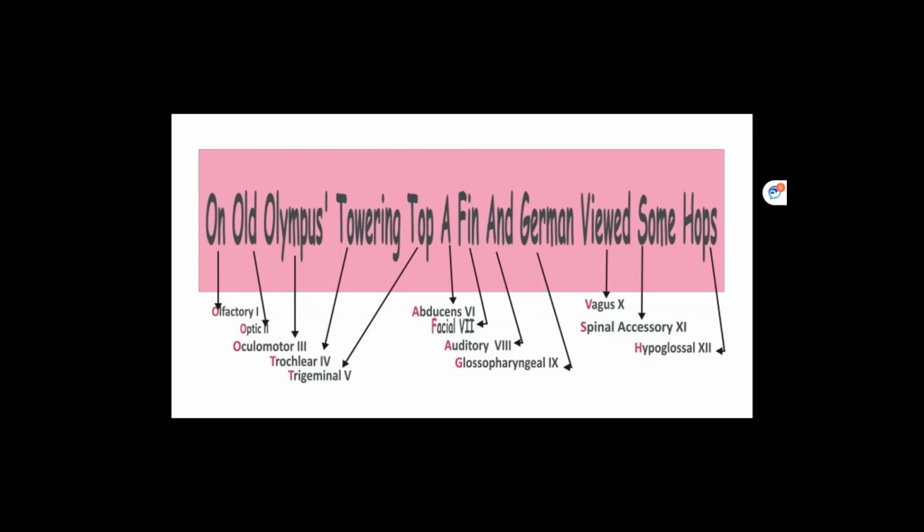So, on Old Olympus's towering top, a Finn and German viewed some hops. So again, you can see what they refer to there. And really, like your first three, olfactory, optic, oculomotor, you just kind of have to get that in your head, because they both begin with the same letter, obviously. Just get that in your head to think what each of those are. You just have to make yourself say olfactory, optic, oculomotor, and just know that they go in that order.